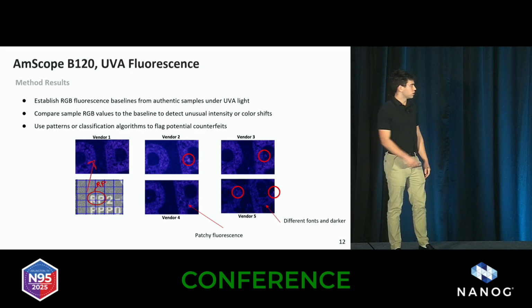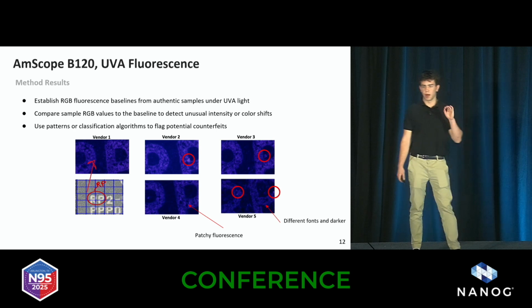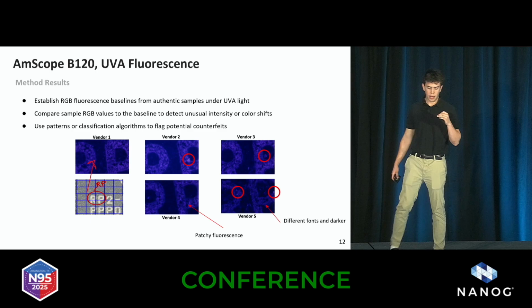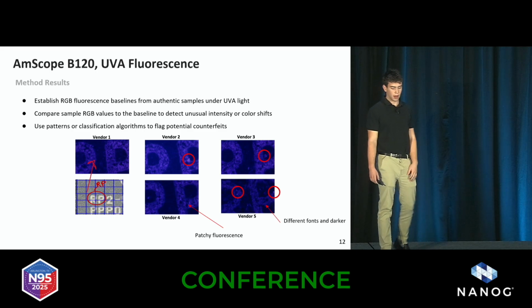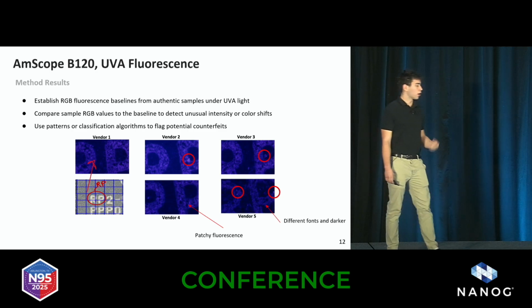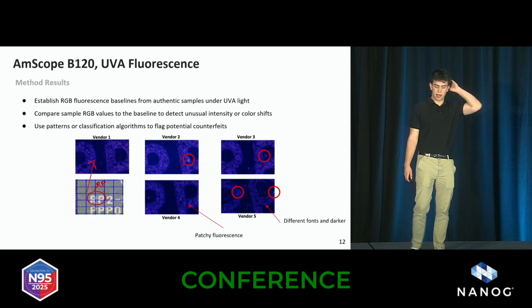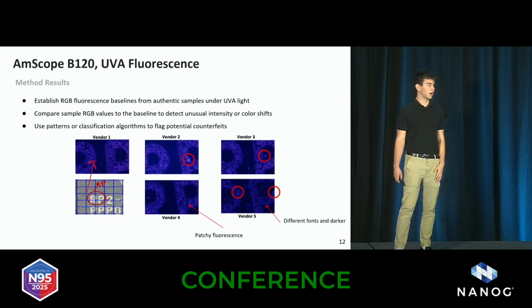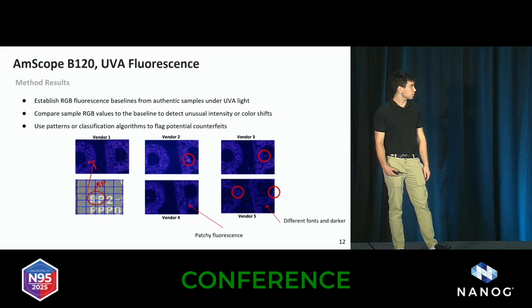So basically you can see on the bottom here, we identified some places on the surface of the chip where there might be some fluorescence indicators. You can see those highlighted in red circles. And you can see on vendor 5 specifically, there might be a different font, and it's a little bit darker than the other vendors. Our goal from this instrument was to establish an RGB baseline from the authentic sample under the UVA light, and then to use maybe classification algorithms, neural nets, to quantify the difference.